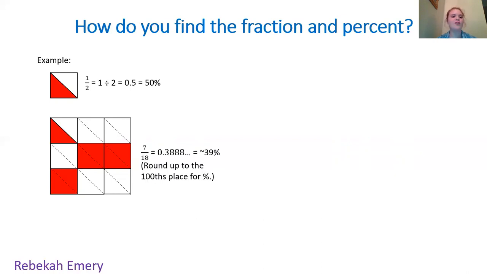Moving on to our problem, you can see there are 9 squares within a square. 3.5 squares are red, but we cannot make a fraction with a numerator of 3.5. So notice how we divided all the squares into triangles. Now there are 18 parts, the denominator, and with 7 of the parts shaded red, 7 will be the numerator. Every fraction is a division problem. We get 0.3888, which is about 39%. We just rounded up to the nearest hundredths place for the percent.